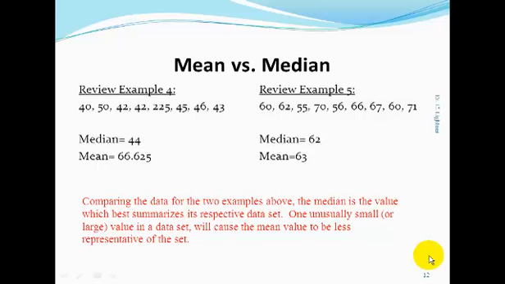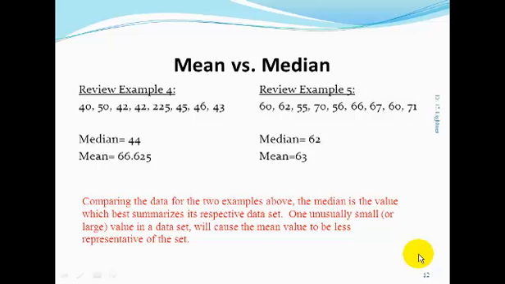Let's have a brief discussion regarding the mean and the median. For example 4, when we computed our mean and median, we found that our median was 44, and had we computed the mean, we would have obtained 66.625. For example 5, in computing the median, we obtained 62, and had we computed the mean, we would have obtained 63.